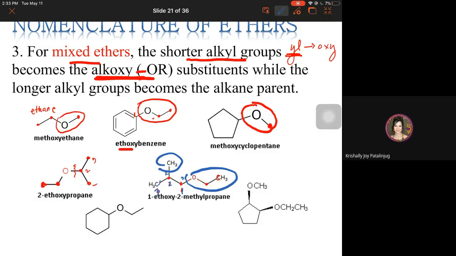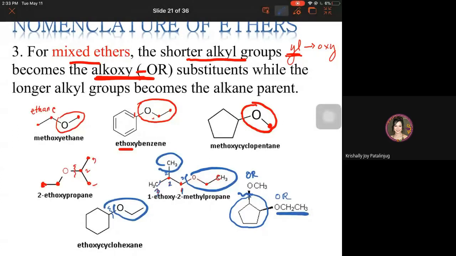Okay, next. Which one is next? That one. So the parent here is cyclo, the larger one. Cyclohexane. Then on the cyclohexane, the substituent is the alkoxy. What is that substituent? Ethoxy. And lastly, obviously the parent is this, and the substituents are these OR groups. What is the OR on top? Methoxy. The one on the side, ethoxy.